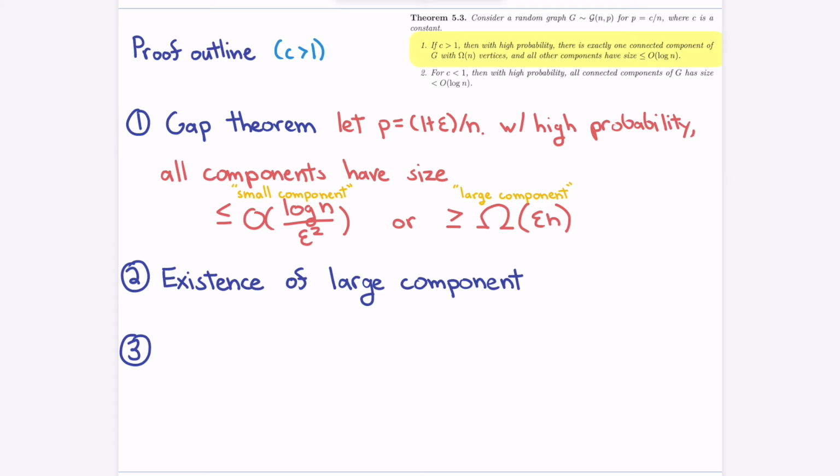The second part will be the existence of a large component. We'll show there's at least one of these that has size at least epsilon times n. And then lastly, the uniqueness of the large component. There's only going to be one. That's actually going to be the quickest one. That approach makes sense. The theorem should be kind of a new perspective for many people.